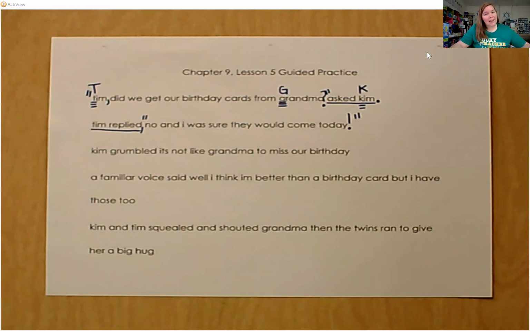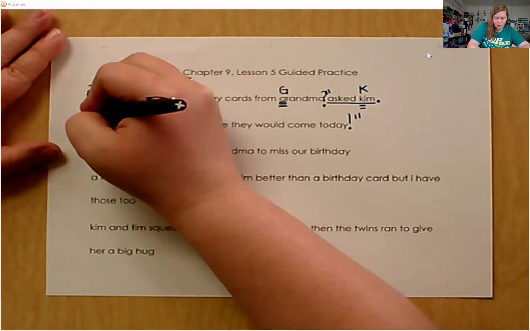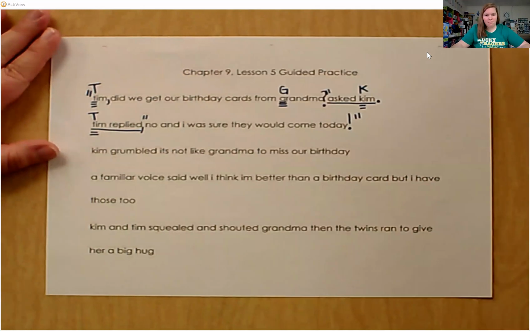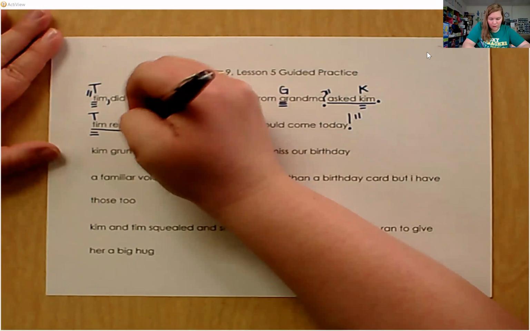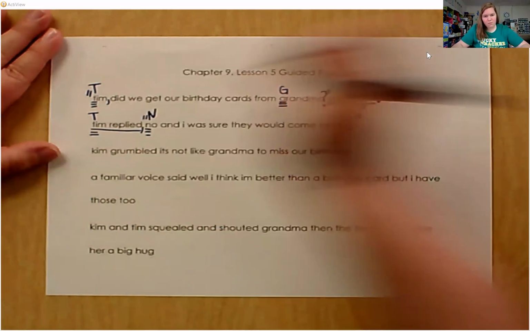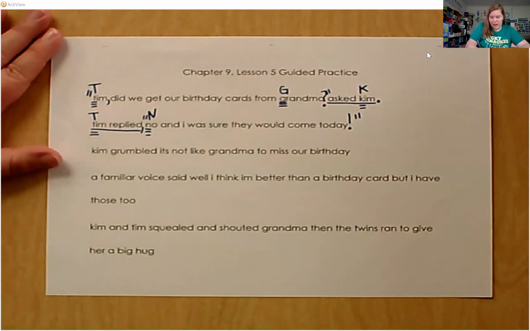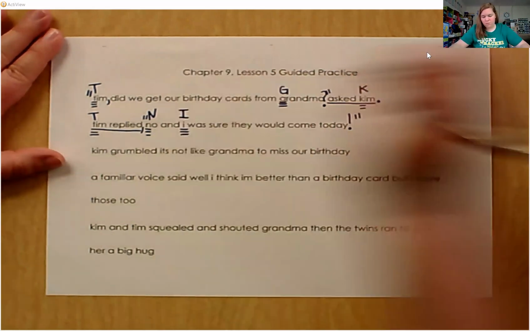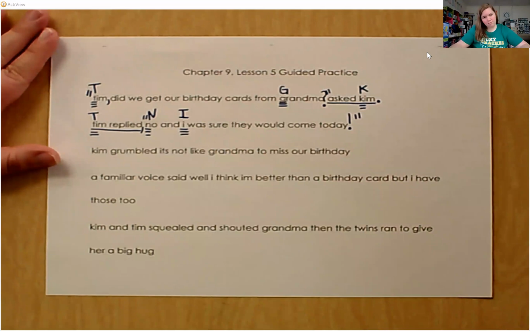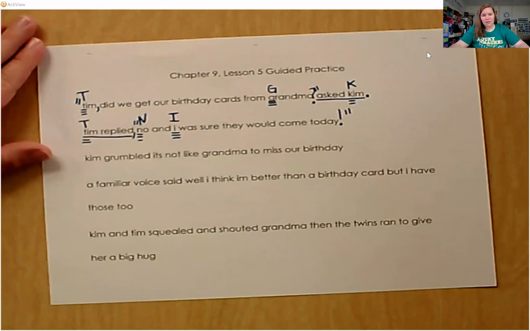So let's go back and add capital letters. Again, Tim is the name. So we capitalize the T. Once we've started our quote, we are going to capitalize N for no. We need to capitalize the pronoun I always. And that's it. Now there's one more thing that we need to add to this sentence.